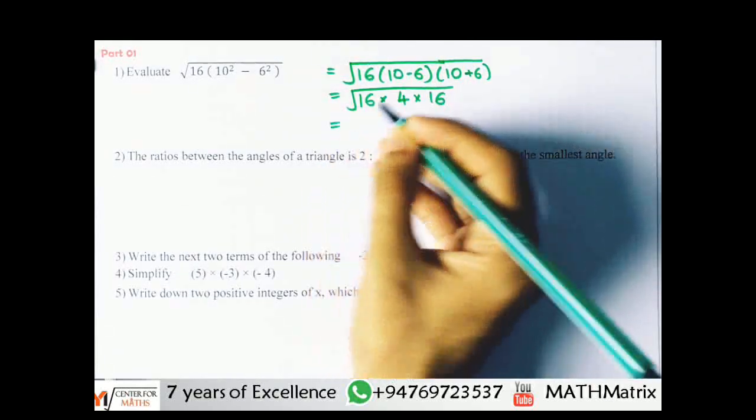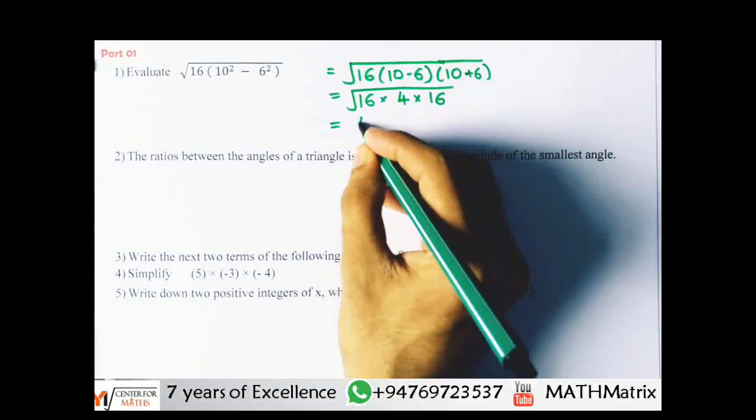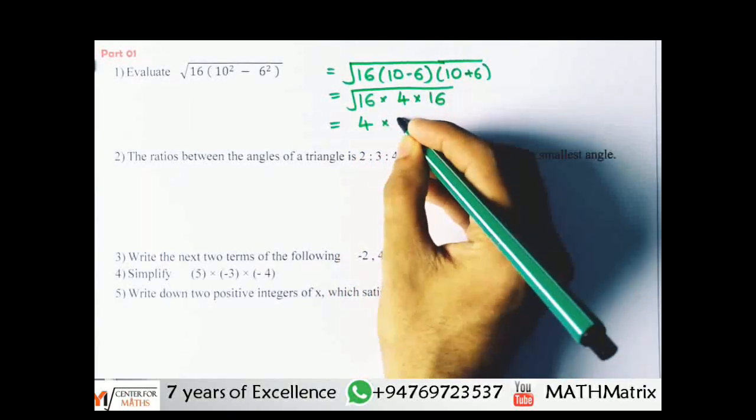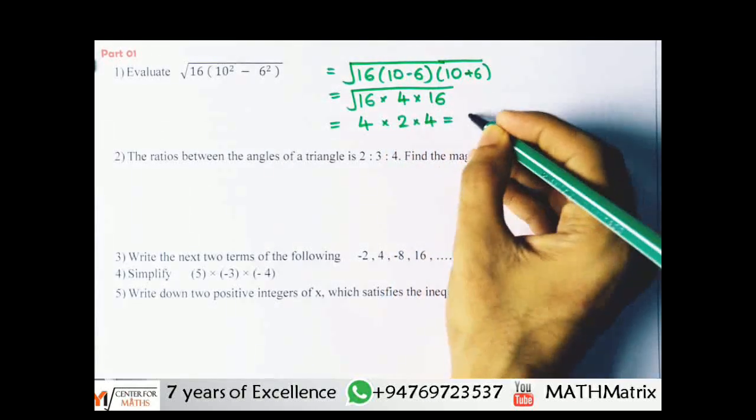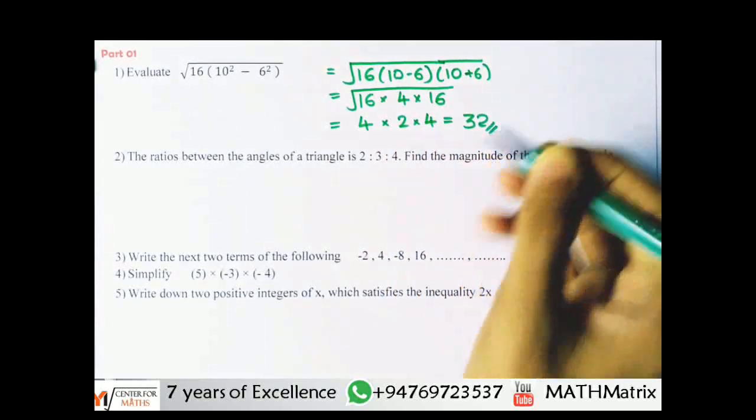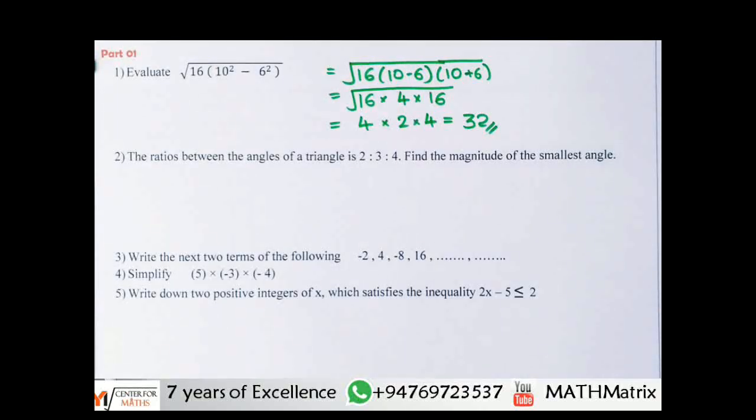So now we can get the square roots. Root 16, the answer is 4. Root 4, the answer is 2. And again root 16, the answer is 4. So 4 2s are 8, 8 4s are 32 is the answer. So now we can move to the next one.